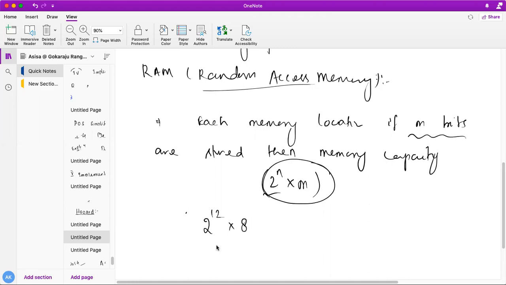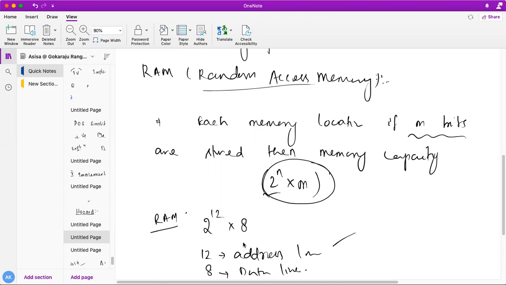Let's say 2 to the power 12 multiplied with 8. So what does it actually tell me? If it is a RAM of 2 to the power 12 and 8 bits, 12 is nothing else, your address lines, and 8 is actually the data lines. So 12 is the address lines and 8 is your data lines.